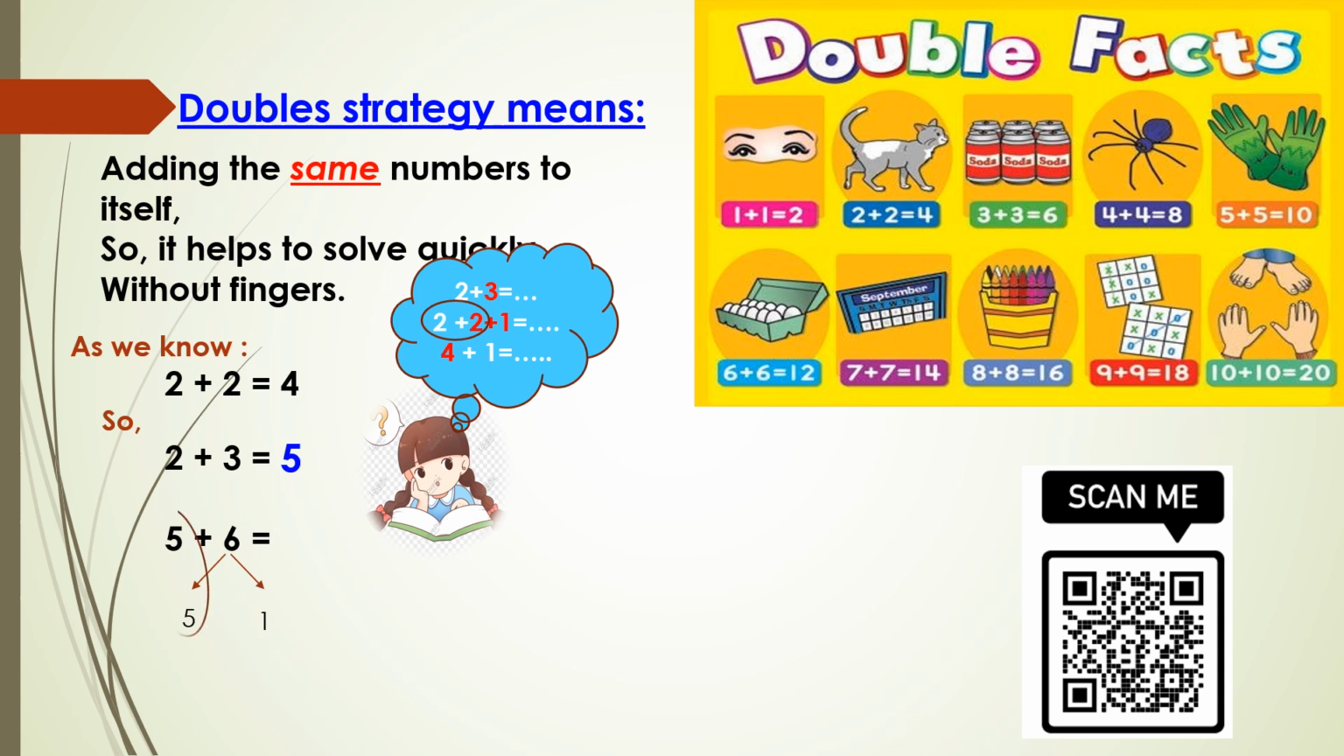Then we have 5 and 5. 5 and 5 are doubles. 5 plus 5 equals what? 5 plus 5 equals 10. 10 plus 1 equals 11. So now we can calculate addition problems using the double strategy that will help me to calculate faster and easier.